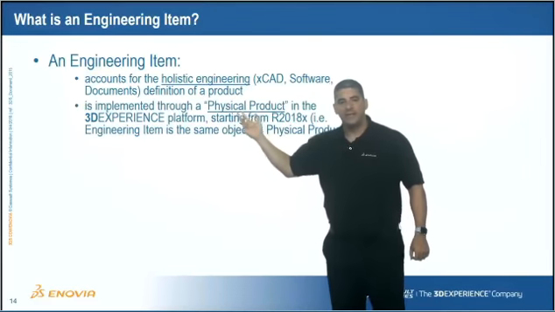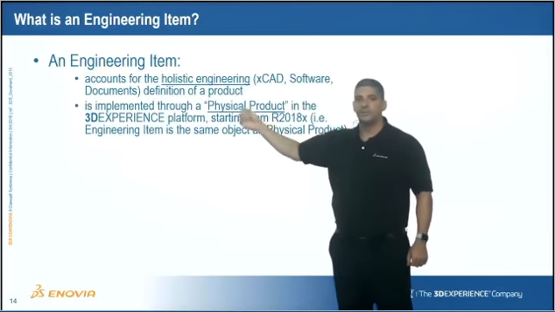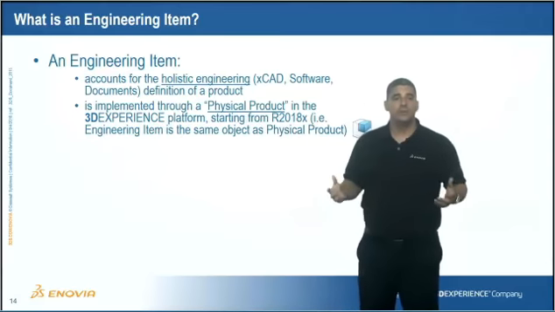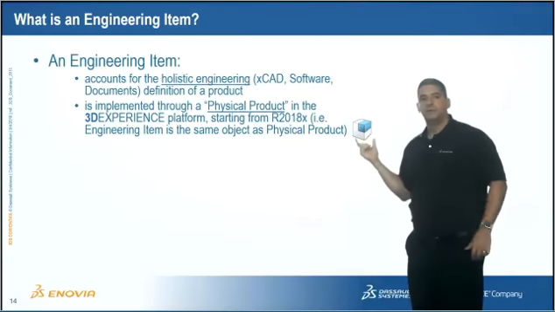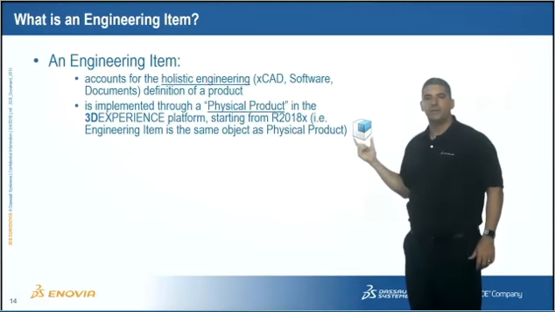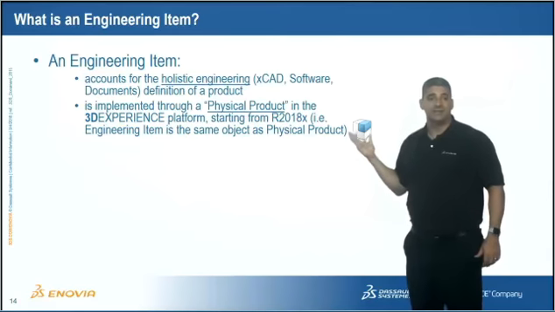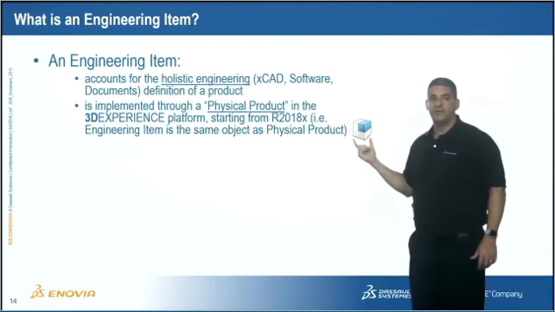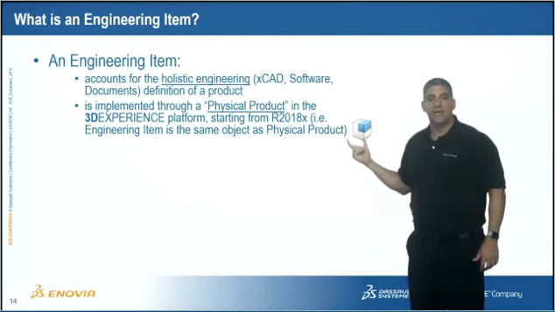How we implement that in the 3D Experience platform is through something called a physical product. Now, if you're familiar with the 3D Experience platform, that's the traditional icon that we use, which looks very much like a CAD assembly. But don't let that fool you. This is not really just CAD. You don't need CAD for an engineering item.